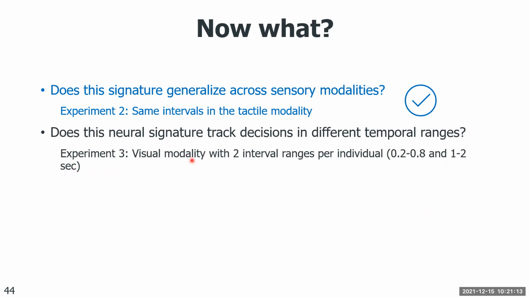This time we returned to the visual modality using the same stimuli, but now we divided the range that we used into two interval ranges, divided into two blocks, such that each individual in the task ran the bisection task twice. Once with a short intervals block between 0.2 and 0.8 seconds, and once in a long intervals block between 1 second and 2 seconds. Let's take a look at the results of this experiment side by side for the two blocks.